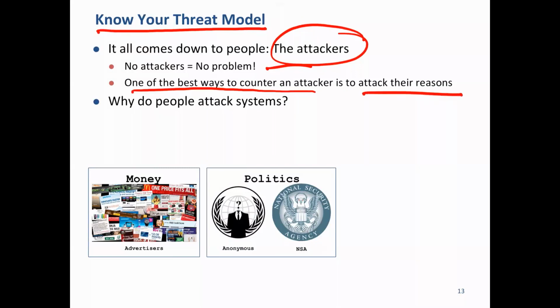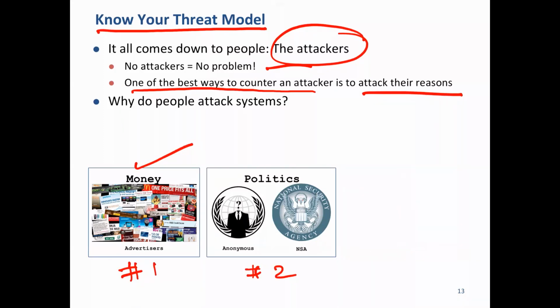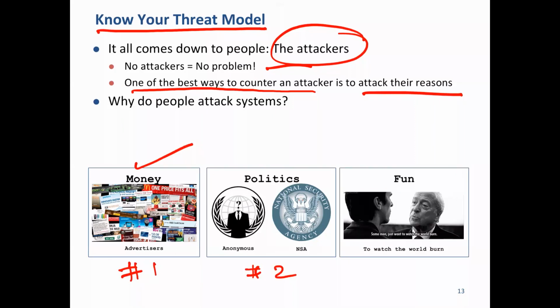Attackers attack systems because of money. This is motivation number one. Second is politics. Well, politicians, you know, can go to any extent. I mean, they can put a small agent in your mobile phone to find out what you are sending, and it's a very common method. And third, for fun.